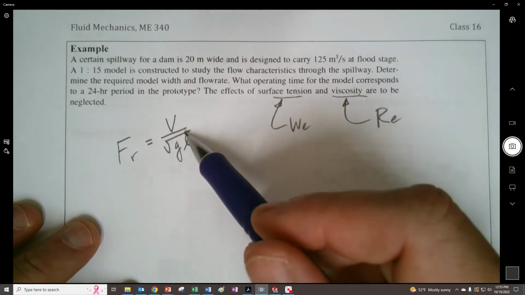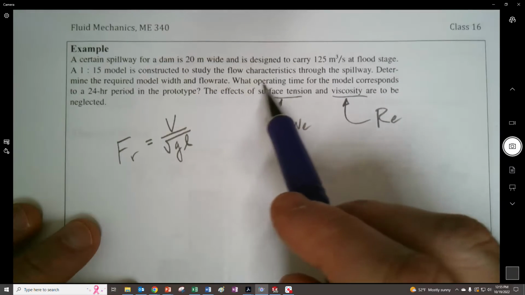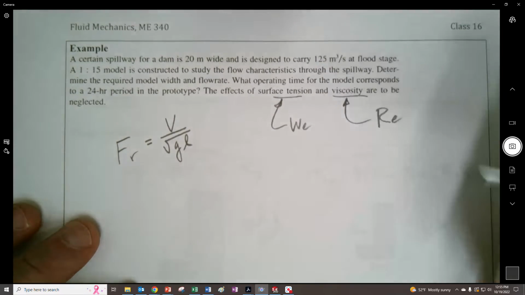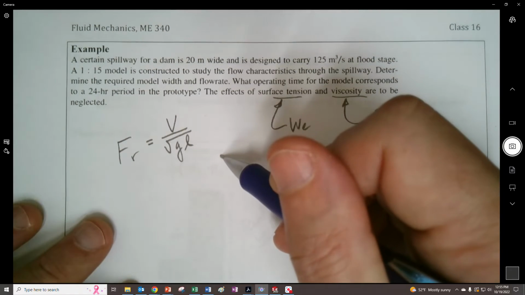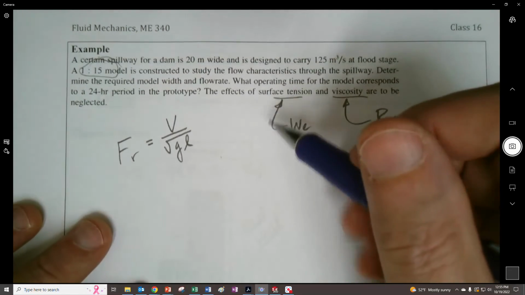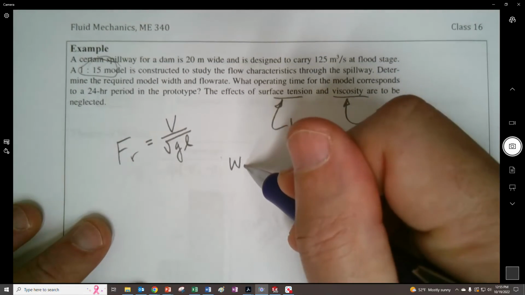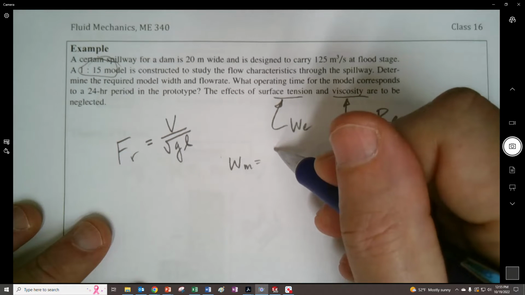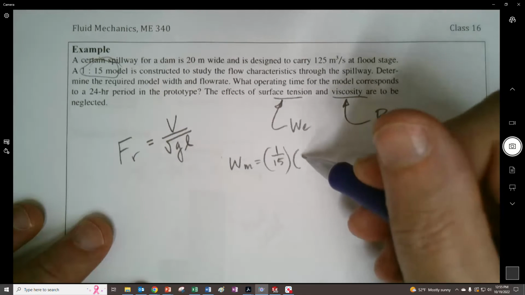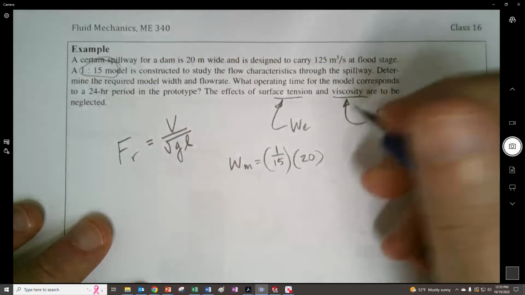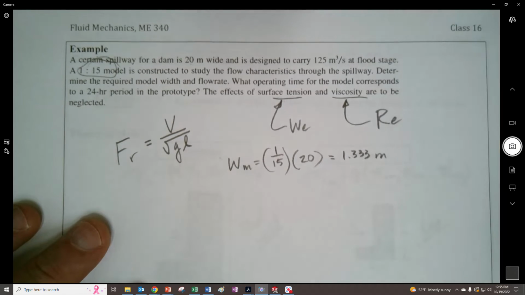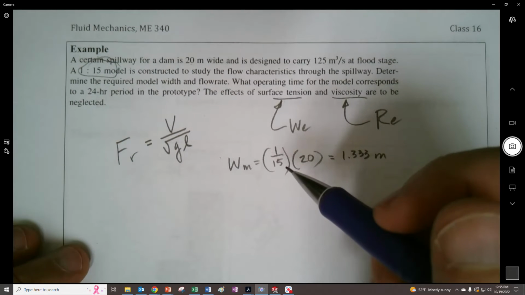So when we're talking about how to get to this right here, first off, they ask what operating conditions determine the required model width and flow rate. Well, the width is pretty easy because they already said it was a 1 to 15 scale model, so that's a little silly. The width of the model is going to be equal to 1/15th of the real thing, which was 20 meters wide. So we're dealing with 1.333 meters. All right, so mission accomplished, kind of silly.